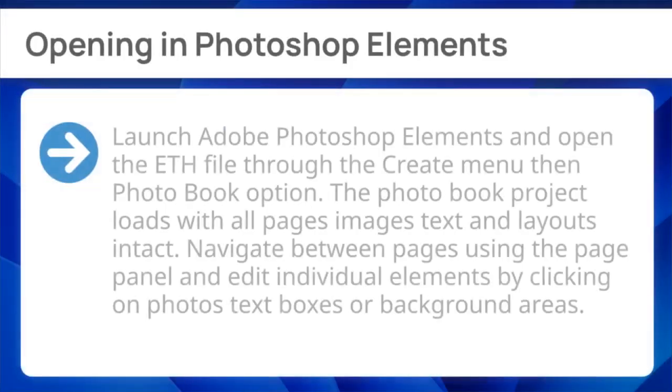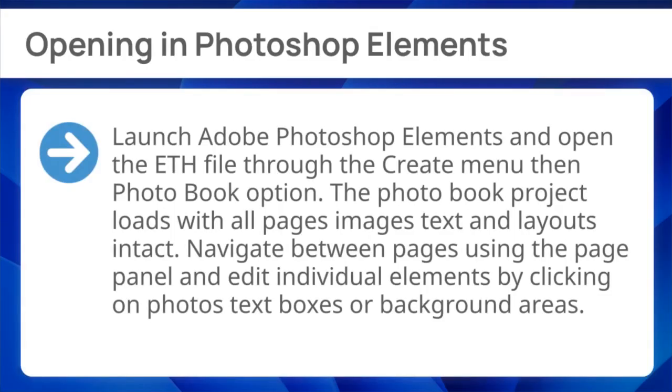First, opening in Photoshop Elements. Launch Adobe Photoshop Elements and open the ETH file through the Create menu, then Photo Book option. The photo book project loads with all pages, images, text, and layouts intact. Navigate between pages using the Page panel and edit individual elements by clicking on photos, text boxes, or background areas.